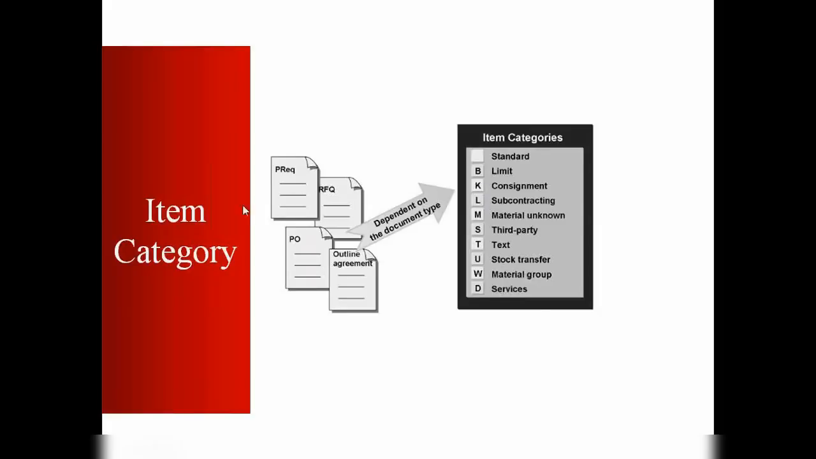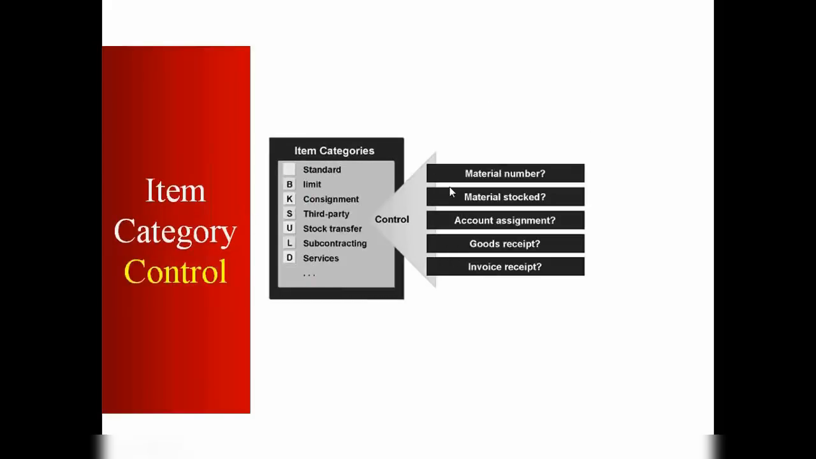You can have different item categories when you use a request for quotation, a purchase order, a purchase requisition, and also the outline agreement, which we'll study later on. But basically these are the things that can be controlled by the item category. We'll talk about them again later on. So that is the end of this topic as well.